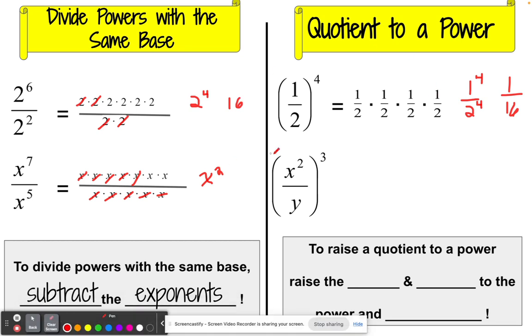Okay, how about x over y, to the 2nd power, raised to the 3rd power? Well, that's the same as x to the 2nd power over y, I forgot the y, times x to the 2nd power over y times x to the 2nd power over y, which leaves me with x to the 6th power over y to the 3rd power.